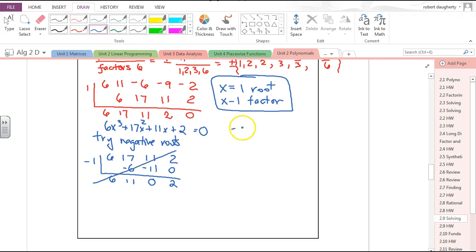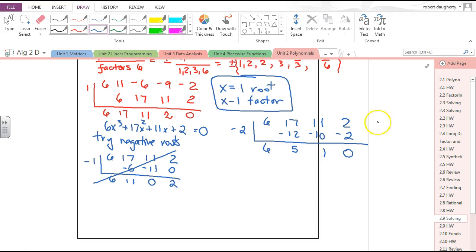Okay, so let's try negative 2. Negative 2 times 6 is negative 12. Add that to get 5. Negative 2 times 5 is negative 10. Add that to get 1. Negative 2 times 1 is negative 2, and there we go. Okay, so I started out with what degree? 4th degree. What does this mean right here? X equal negative 2 is a solution. What's the factor? X plus 2 is a factor.